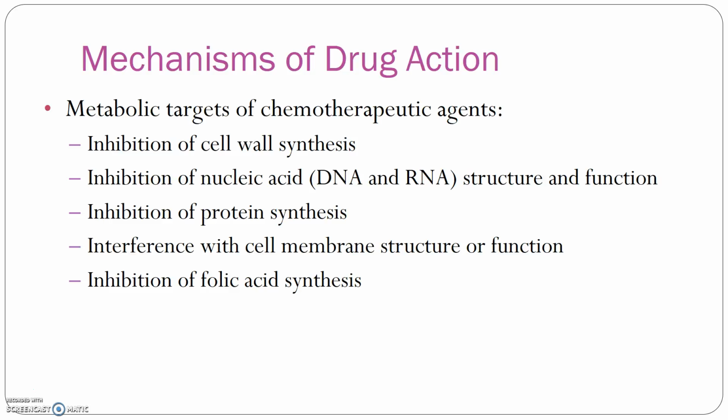And the next one is interference with the cell membrane structure or function. This one can be a little bit more difficult. There are more problems with selective toxicity, a lot of times because the cell membrane structure and function is similar in both prokaryotes and eukaryotes. And the last one we'll talk about is inhibition of folic acid synthesis.